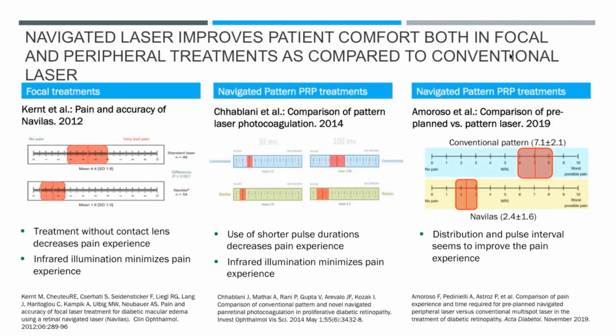And these are other publications by different groups showing decreased pain and increased comfort in both posterior segment disease, such as published by Marcus Kern, or then in peripheral retinal disease, such as the paper by Amoroso, who also compared different laser systems and concluded that the portion of pre-planning and creating a plan, which is allowed in navigated laser, is a decisive element in making faster and less uncomfortable treatments.